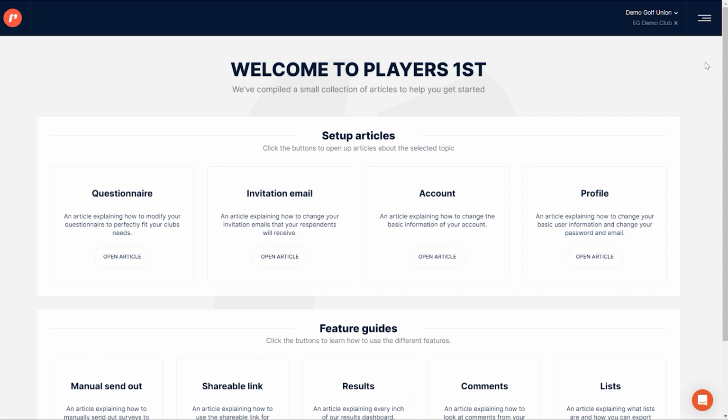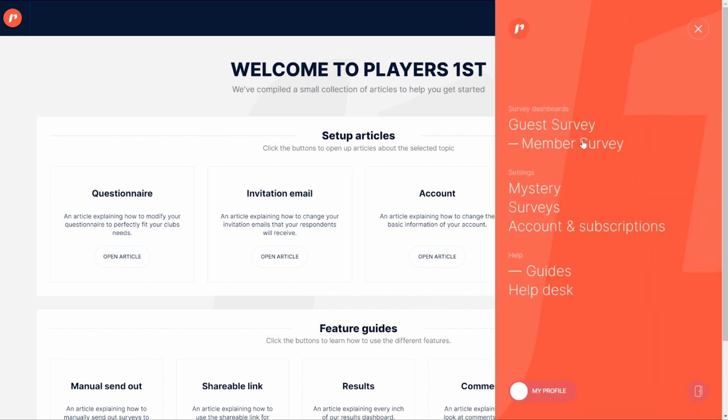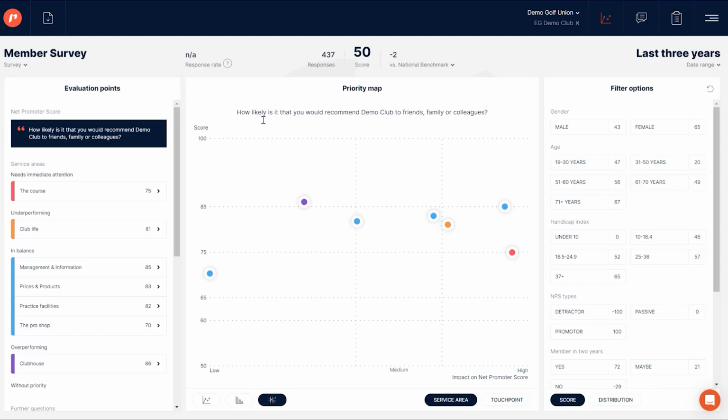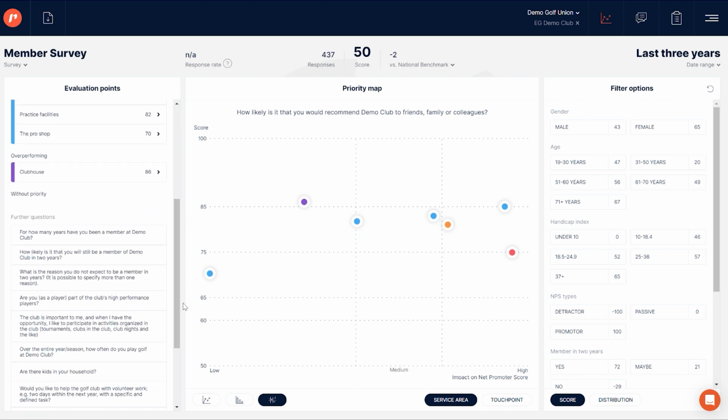So we'll start by going to the member survey by opening the menu and selecting member survey dashboard. On the left side of the dashboard, you'll see what we call evaluation points. This area contains all the questions in your survey. It contains the Net Promoter Score. It contains survey areas, which are groupings of questions, and you can click into and see the underlying questions, and it contains further questions all the way below.